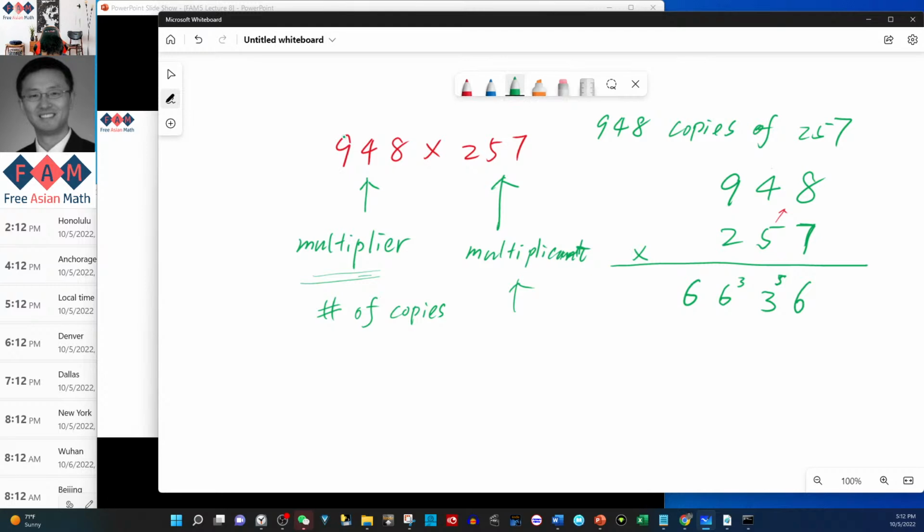So 5 times 8, that's 40. Write a carry on right here, 4. 5 times 4, 20, 24. I write down the 4, another carry on 2 to the thousandth place. So 5 times 9, that's 45 plus 2, 47. I don't need to write the carry on 4. I can write it down directly.